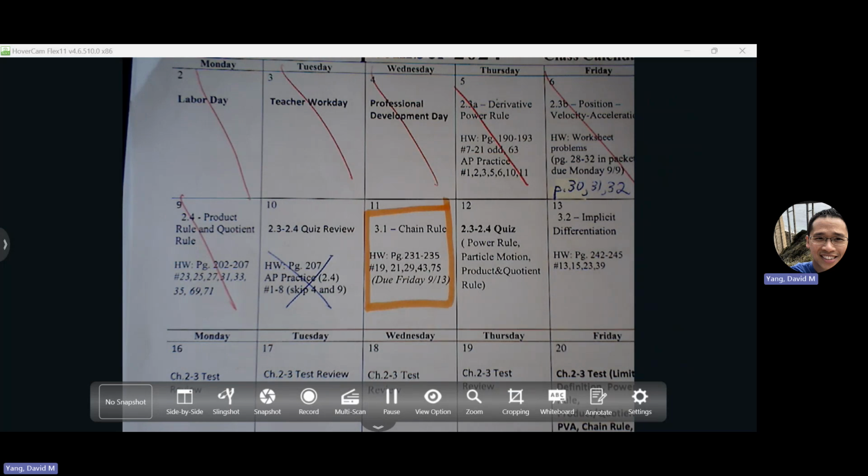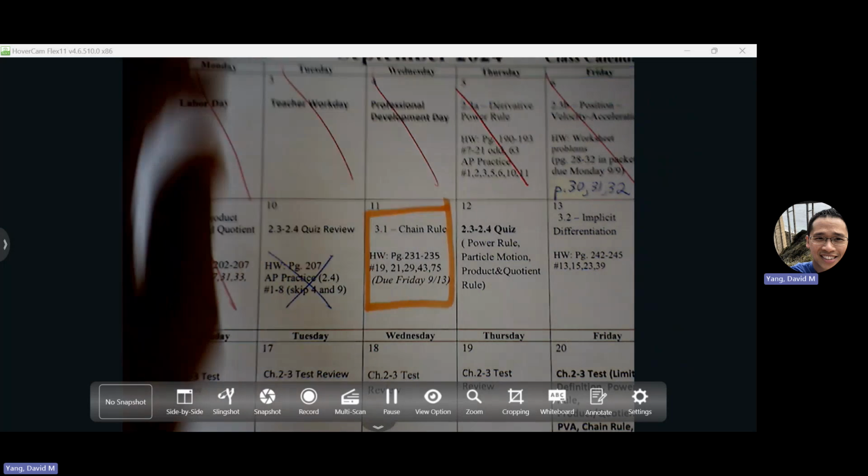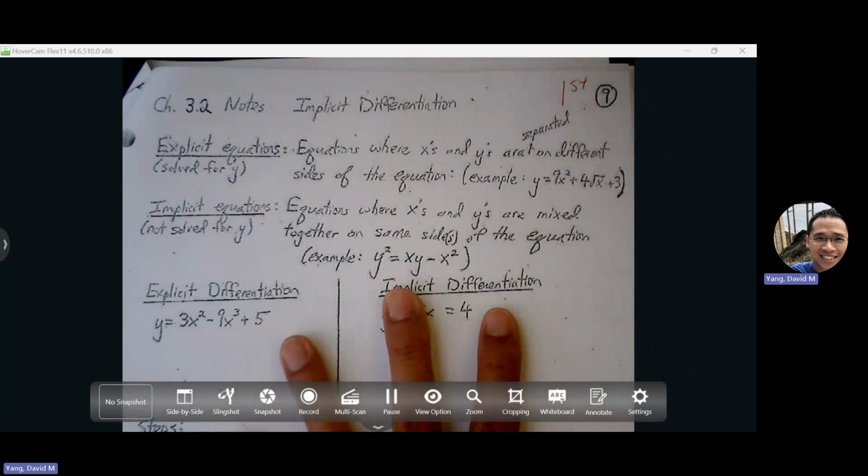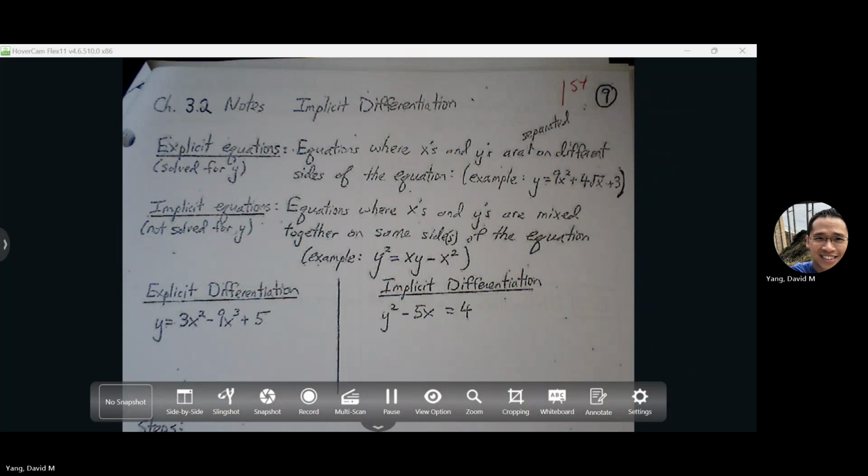Okay, we definitely want to do some more practice with chain rule, but I want to see if I can finish up our last set of notes. So, implicit differentiation. Let's turn to page 9 in your Unit 3 packet.